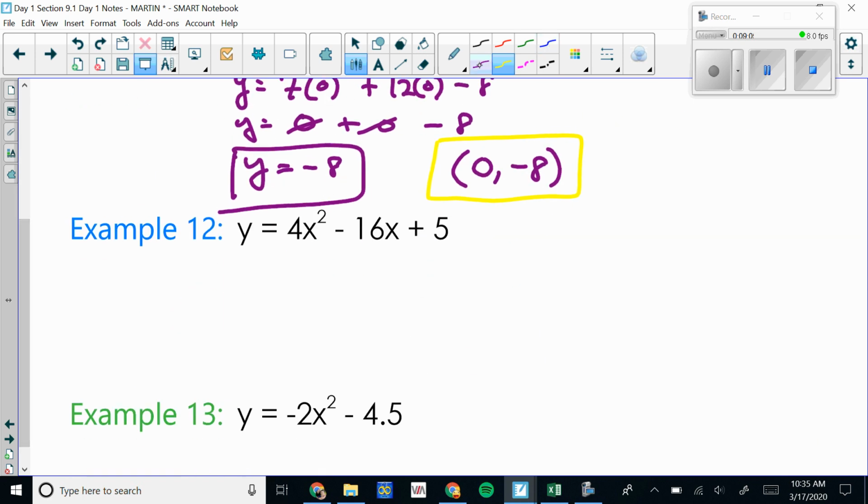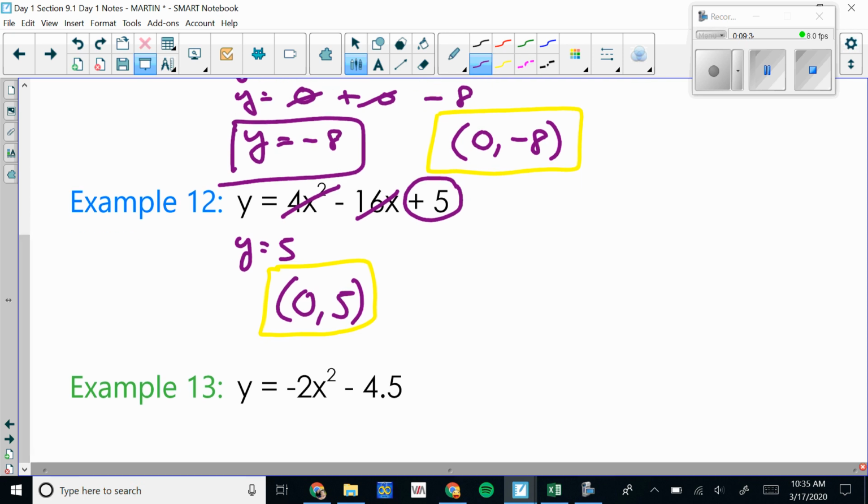Try for example 12. Again, hopefully you can see all of this is going to become 0. All this has become 0, and we're just left with that positive 5. So y is going to equal a positive 5. And if we want to write that as an ordered pair, it's going to be 0, 5. I think that's a little bit easier than plugging it in and rewriting it each time.